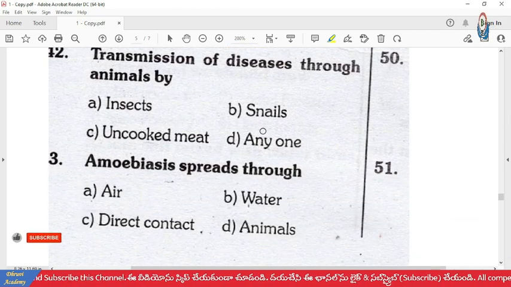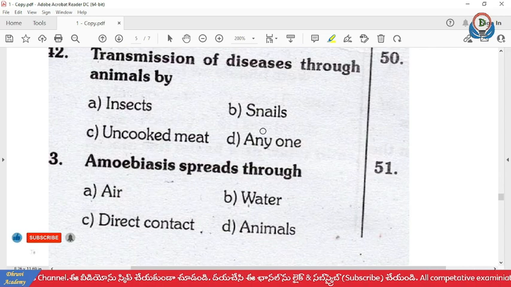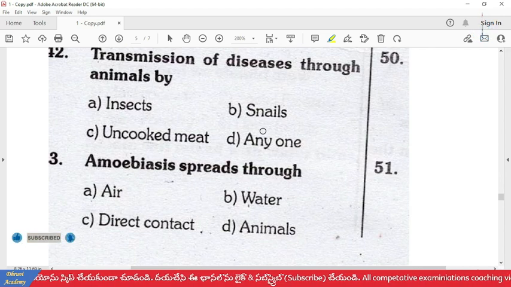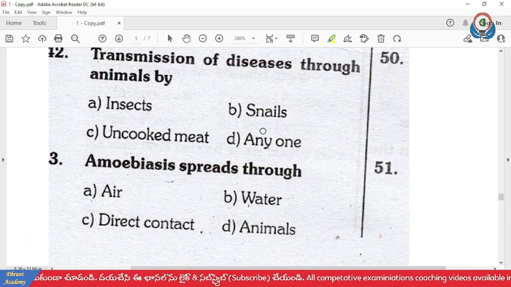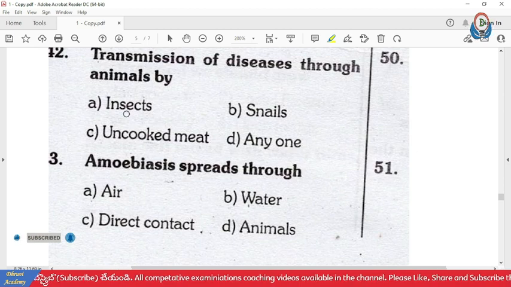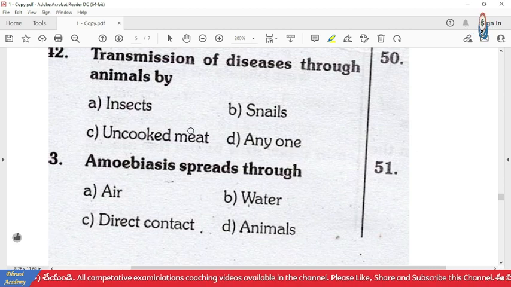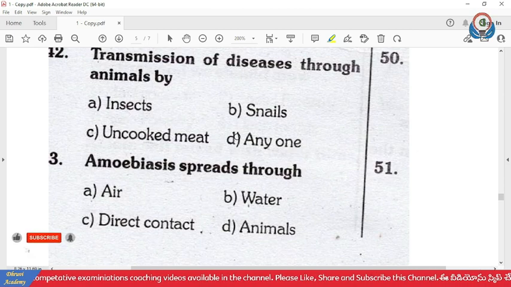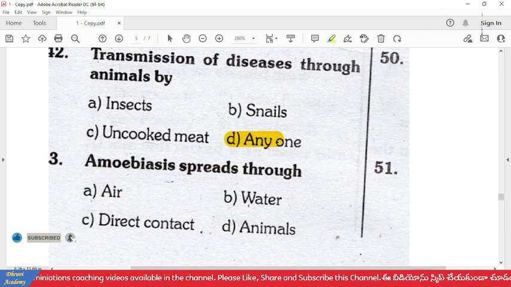Transmission of disease through animals by: is it A, insects, B, snails, C, uncooked meat, or D, anyone? They are asking about disease through animals by. It can come from any of them: insects, snails, or uncooked meat. The answer is anyone.